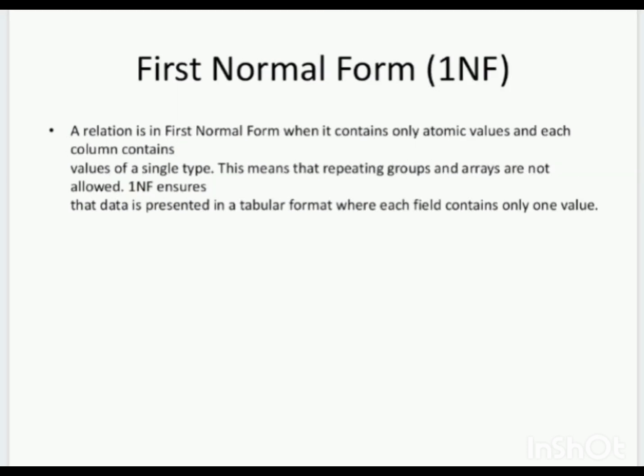Next, normalization types. First, first normal form. A relation is in first normal form if it contains only atomic values and each column contains values of a single type. Repeating groups and arrays are not allowed. In first normal form, the data is presented in tabular format where each field contains only one value.